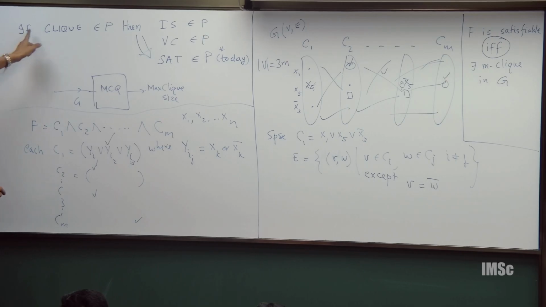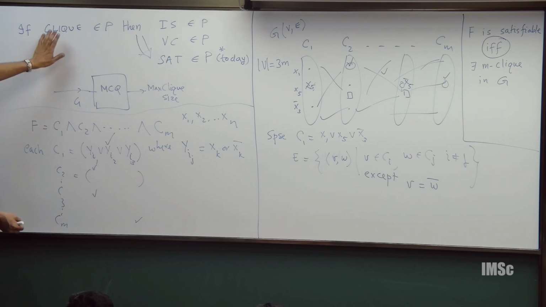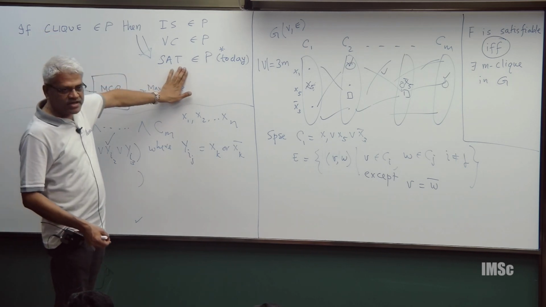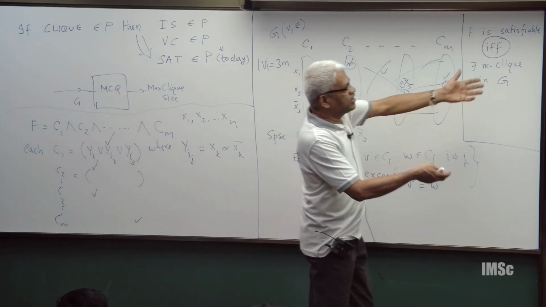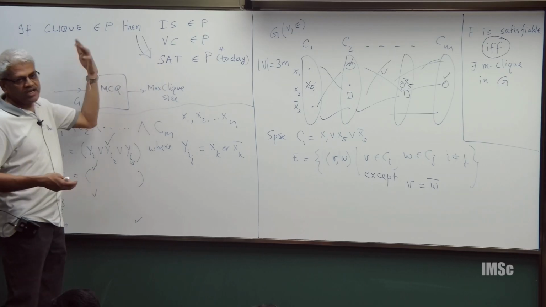And now because of this, notice that clique also has such a behavior. Tell me why. If clique has a polynomial time algorithm, every problem in NP has a polynomial time algorithm. Why? Because of the transitivity of this reduction. Because we know if clique has a polynomial time algorithm, SAT has a polynomial time algorithm, but if SAT has a polynomial time algorithm, NP is contained in P. Similarly, about independent set, vertex cover.